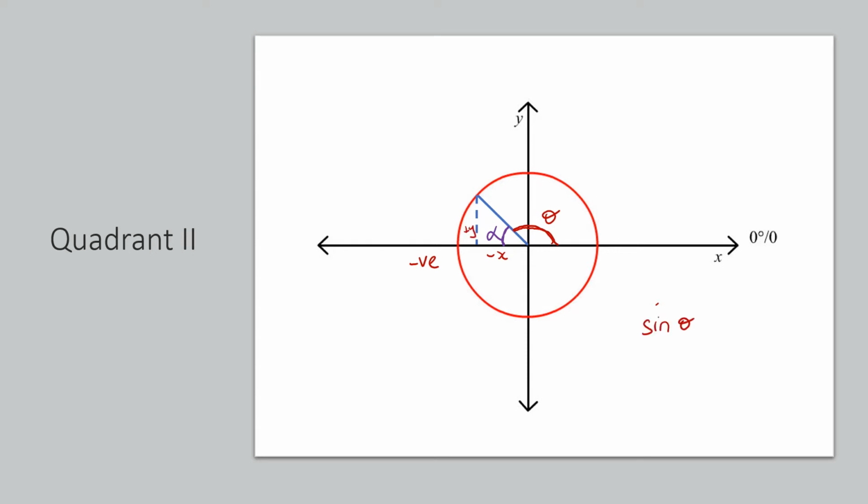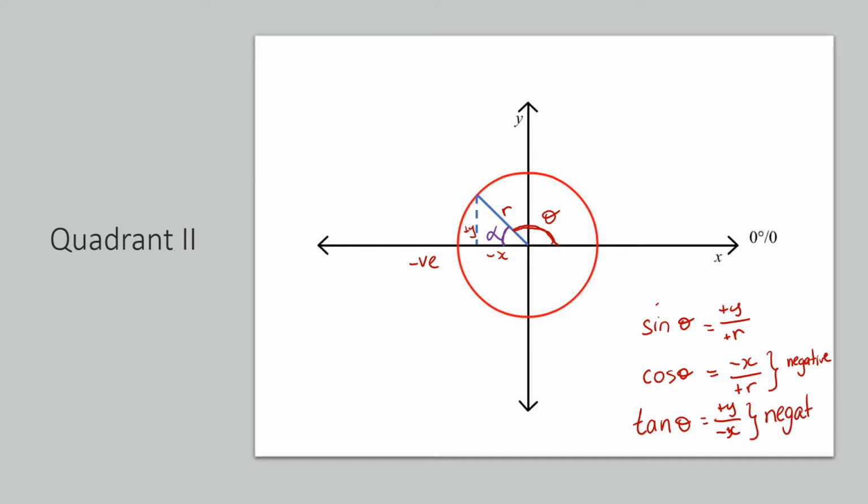The sine of our general angle will be sine is opposite, so that will be positive y over our radius, which is always positive r. The cosine will be, cosine is adjacent, negative x over positive r. And this we see that our cosine will give us a negative answer. Tangent is opposite, which is positive y over negative x. And again, a positive divided by a negative gives us a negative answer.